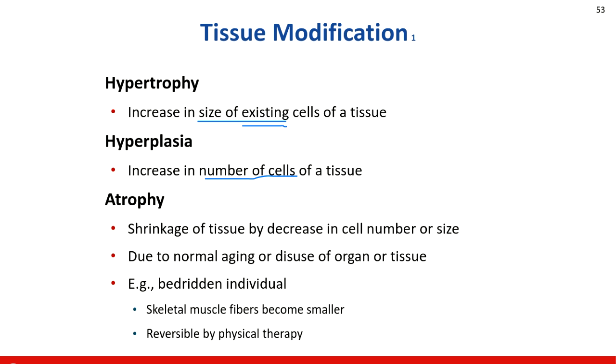Atrophy is when we see a shrinkage in both the cell size and the cell number or size. So a person that's lying in bed because they've been in a coma for a year and their muscles start to shrink down, right? We'll see that atrophy occur.